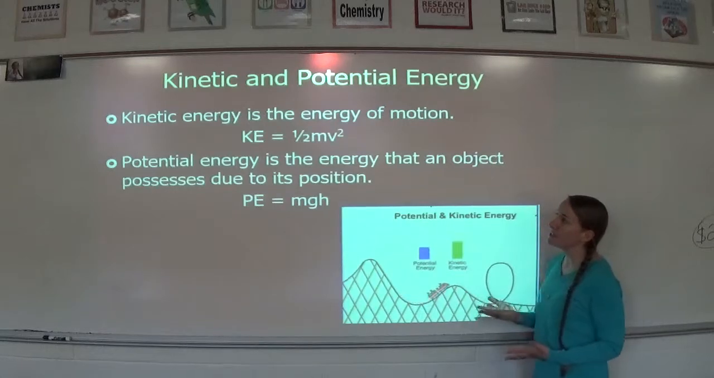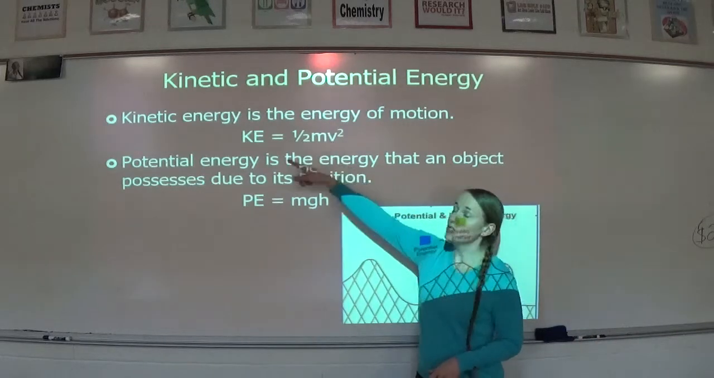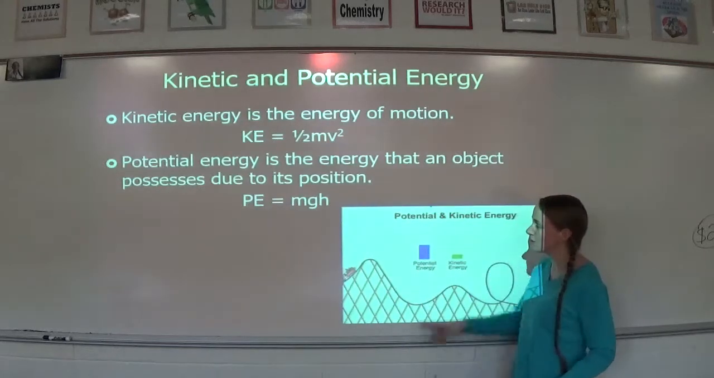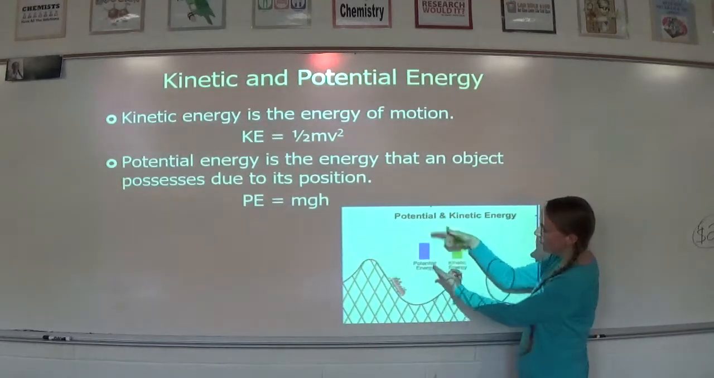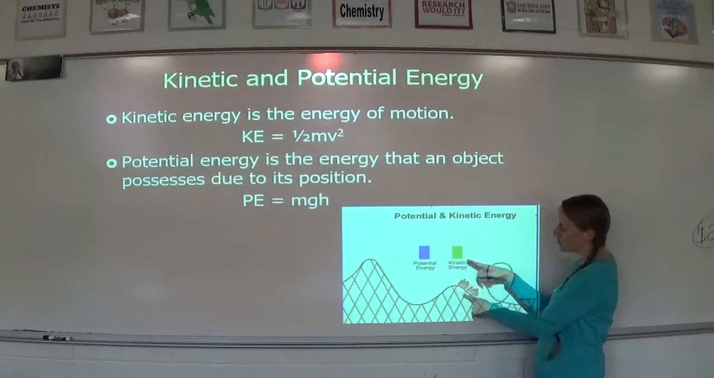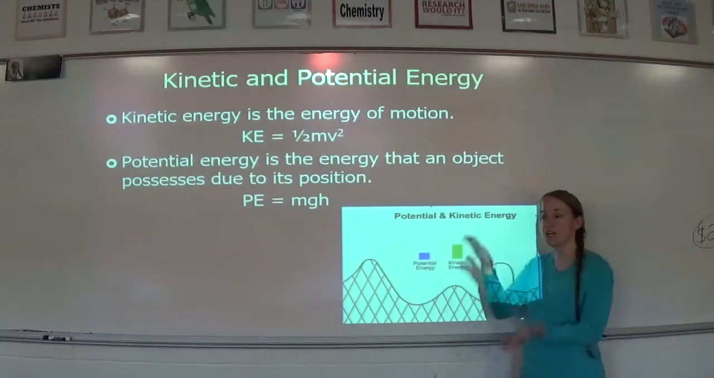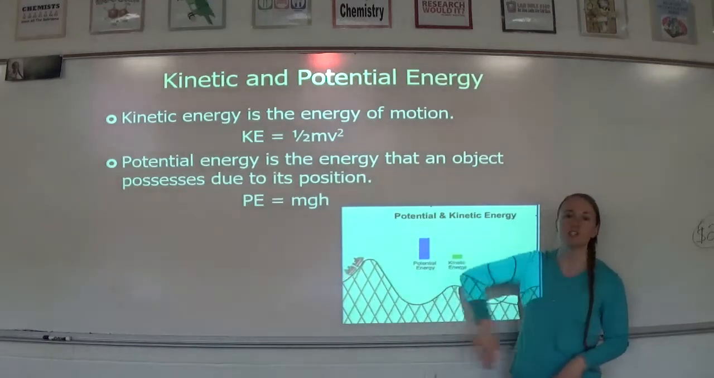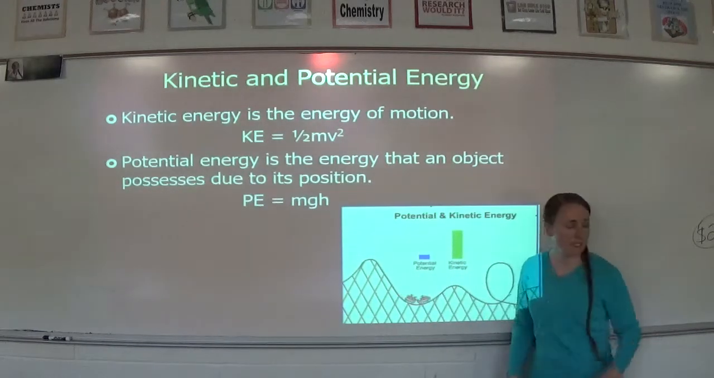So what that means is as speed increases, your kinetic energy increases. As height increases, your potential energy increases. If you watch a roller coaster, high up, lots of potential energy. When it's moving faster, you'll see that kinetic energy shoot up. So they're always going back and forth, back and forth, like when you learn about the pendulum in physical science or physics.